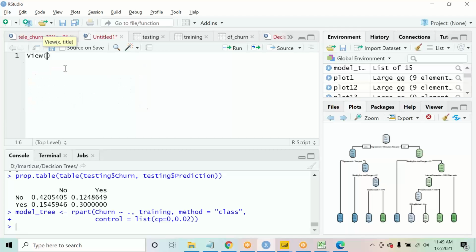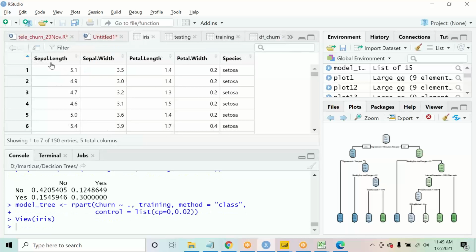That is IRIS. This is the data set. If you see, sepal length, sepal width, petal length, petal width, and species. Suppose you have to create a model and predict which species of plant it will be based on sepal length, sepal width, petal length, and petal width.